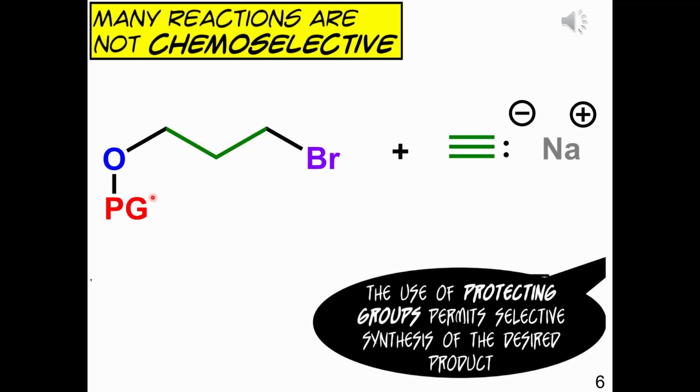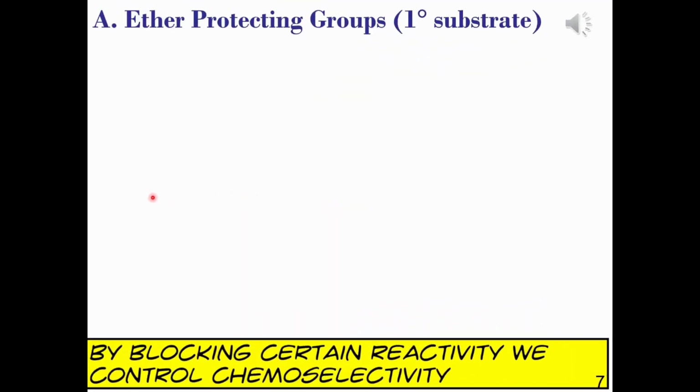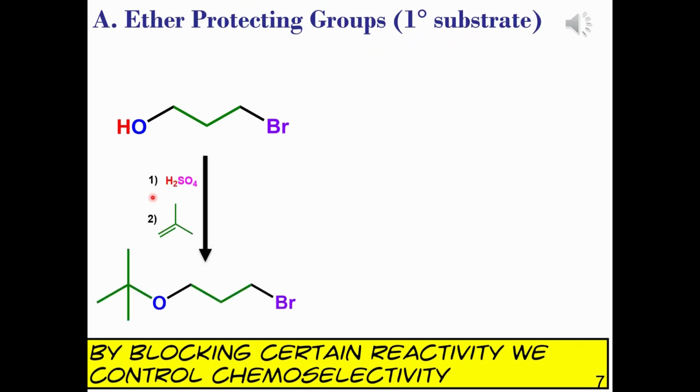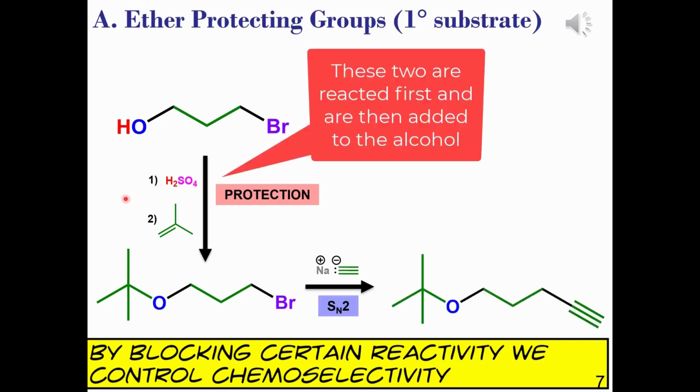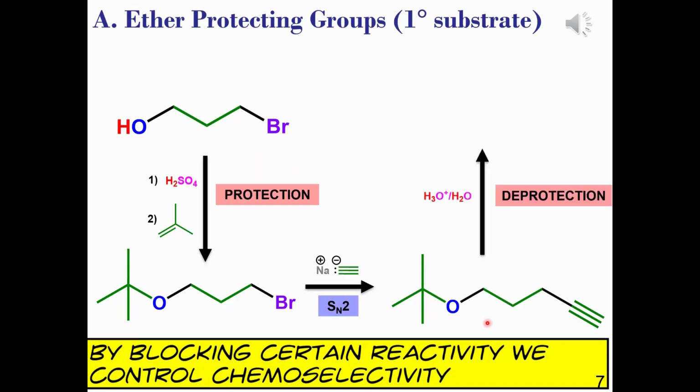Let's look at a potential protecting group strategy now. One of the methods that we can use to protect this primary alcohol substrate is through the formation of a tertiary butyl ether. We'll look at the mechanism for this protection step on the next slide. The next part of the reaction, once the tert-butyl ether group is attached, is to perform the desired SN2 reaction to give the desired alkyne product. The last step would involve the deprotection, and this would give back the original alcohol.